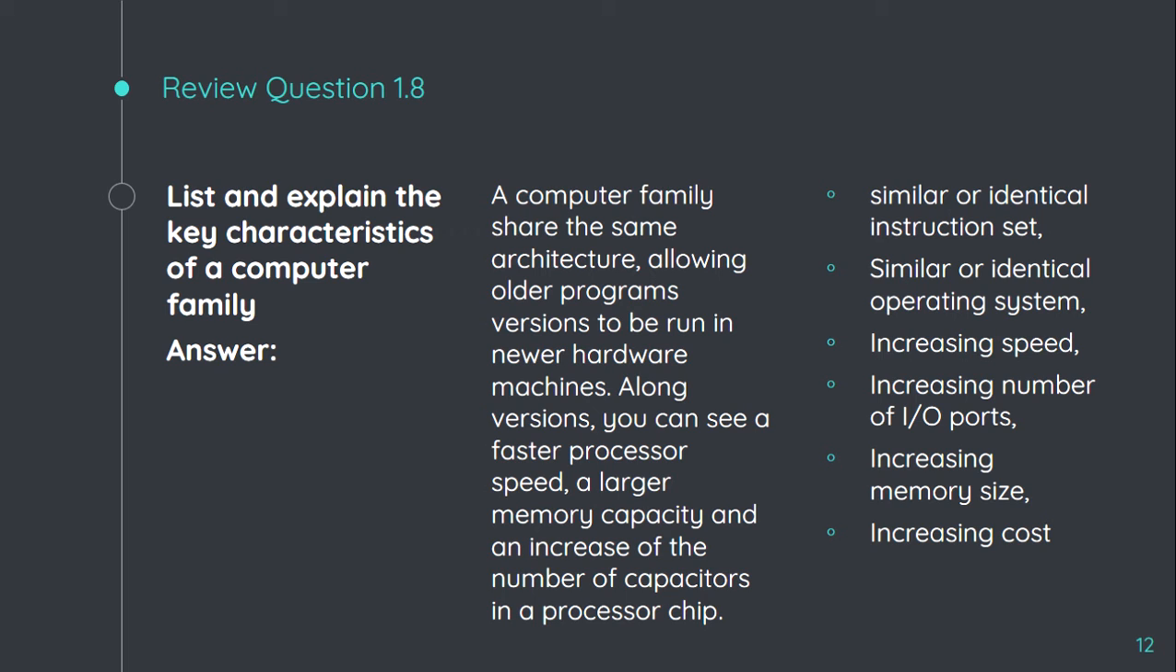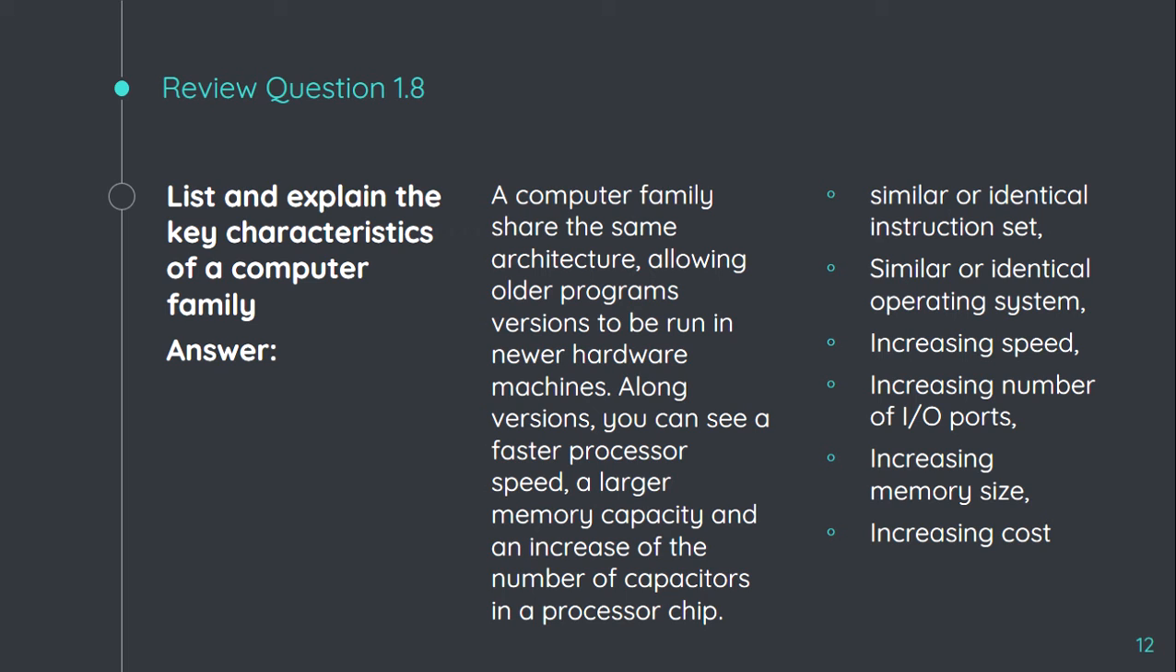A computer family shares the same architecture, allowing older program versions to be run in newer hardware machines. Along versions, you can see a faster processor speed, a larger memory capacity, and an increase in the number of capacitors in a processor chip. For the key characteristics of a computer family, there is first a similar or identical instruction set, which means different computers in the same family could use the same or similar instruction sets. Lower-end machines may contain a subset of the instruction set of higher-end machines.